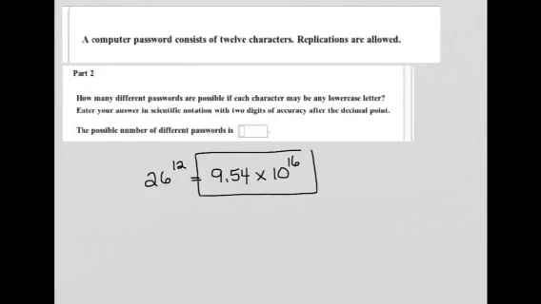Now we go to part 2, and it says how many different passwords are possible if each character may be any lowercase letter. So now we're only allowing letters, and we're saying no digits. So that will be 26, just the number of letters, to the power of 12. And that turns out to be 9.54 times 10 to the 16. And that's our answer for part 2.